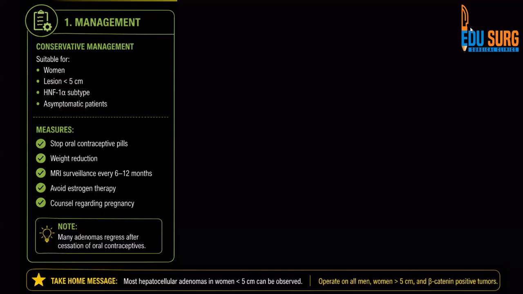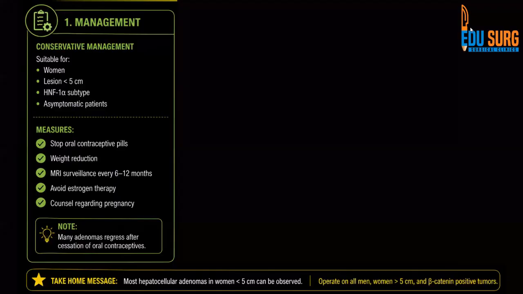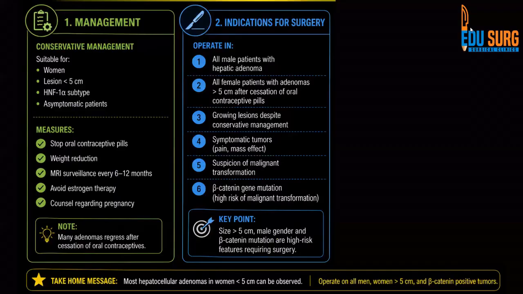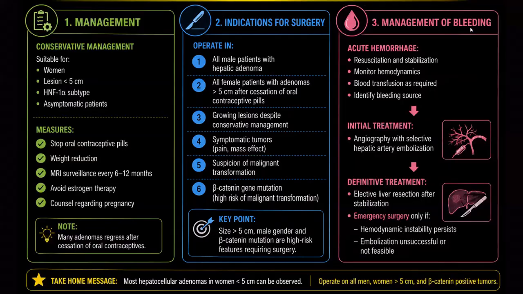So important point is that most hepatocellular adenomas, especially the HNF1 alpha subtype, or when they are less than 5 centimeter with imaging features suggestive of HNF1 alpha subtype, they can be observed. Indications of surgery: all male patients with hepatic adenoma, all female patients with adenoma greater than 5 centimeter after 3 to 6 months of cessation of OC pills, symptomatic tumors, growing lesions despite conservative management, suspicion of malignancy, and beta-catenin mutation. This has the highest risk of malignant transformation.